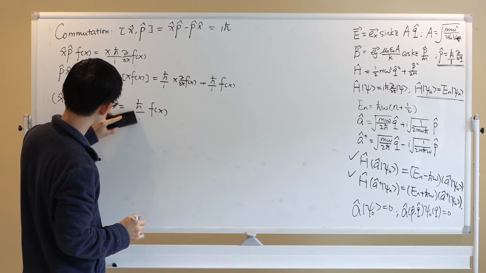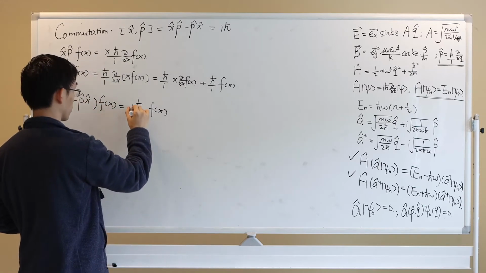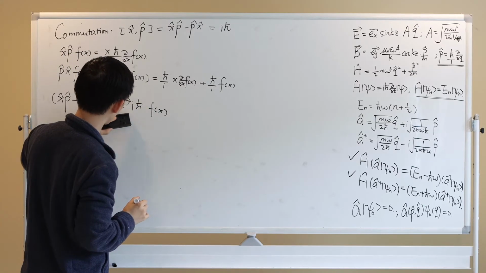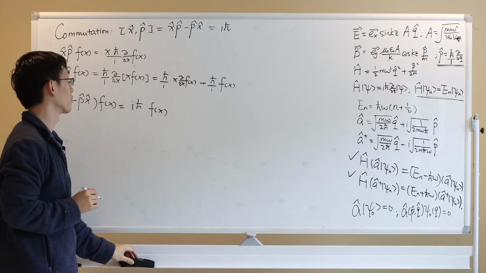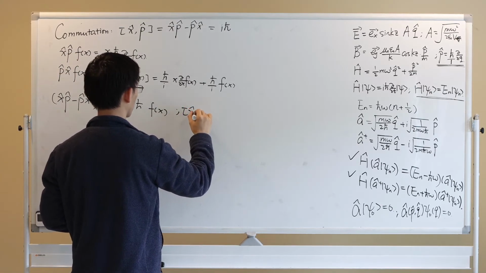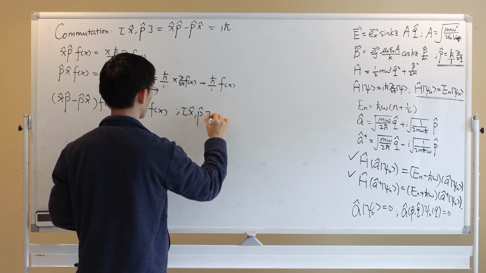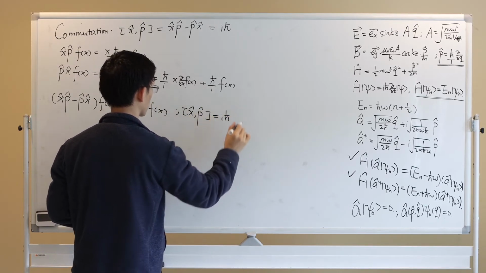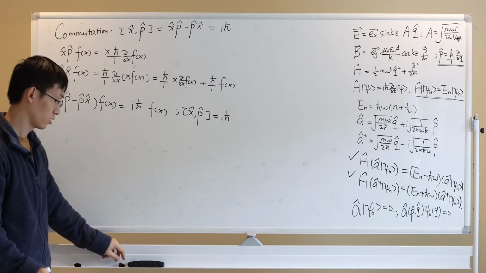And you can multiply by i on both, and remove the minus i from lower to upper, and then it becomes i h bar f(x). So that's why we say that the commutation relationship between these two operators is not 0, it is i h bar.